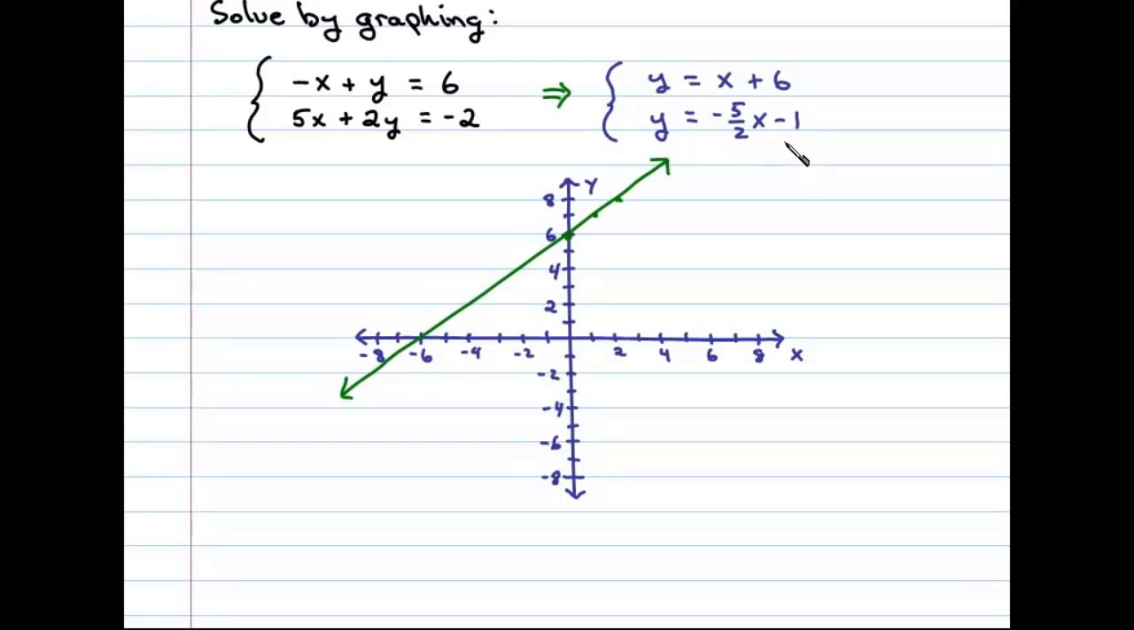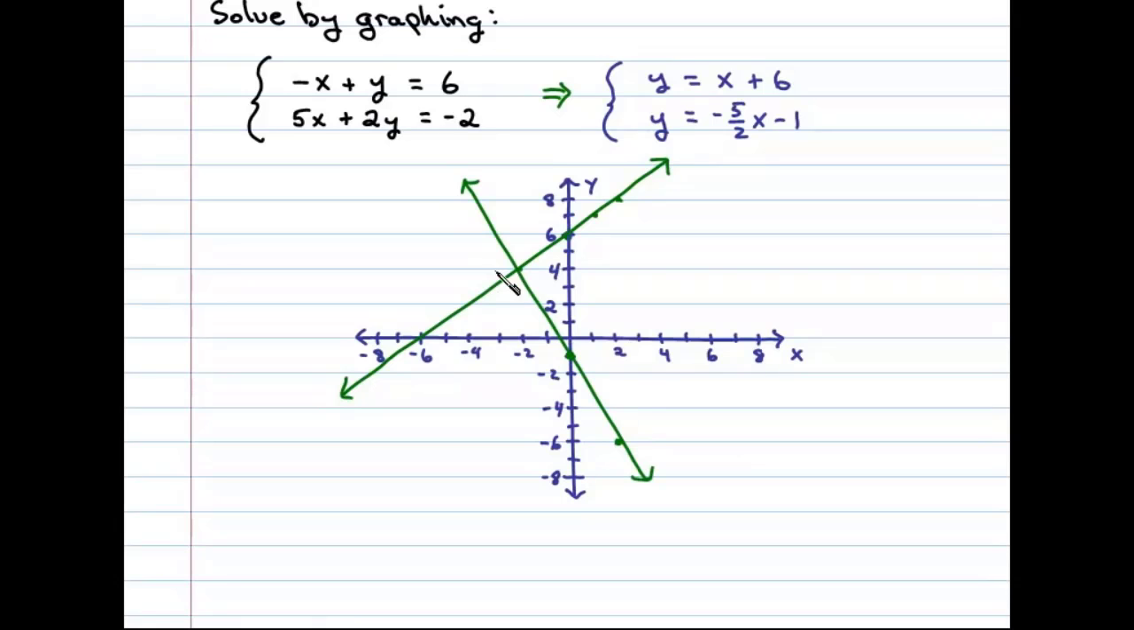Now the second line has a y-intercept at (0, negative 1). And in this case the slope is negative 5 halves, so we'll rise negative 5 units and run 2 units. And then we can graph that line.